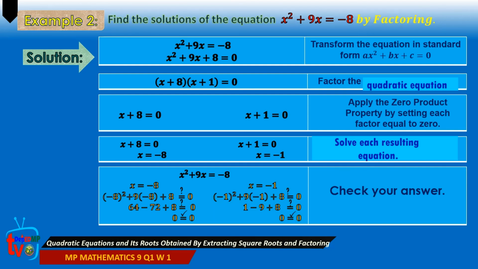Next, for x is equal to negative 1, we have negative 1, the quantity squared, plus 9 times negative 1 plus 8. Is it equal to 0? Going further, we have 1 minus 9 plus 8. Is it equal to 0? So 1 minus 9 is negative 8 plus 8 is equal to 0. Therefore, the value of x, which is negative 1, is also correct.